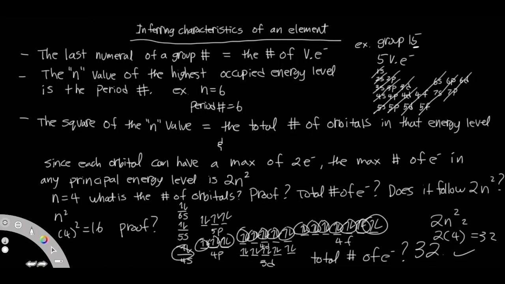Now I want to make a big distinction here. This is quite important: the total number of electrons in a shell versus the total amount of valence electrons that an element can have. It's very important that we exhibit the differences between the two before we move on to any questions. So let's have a look at those.